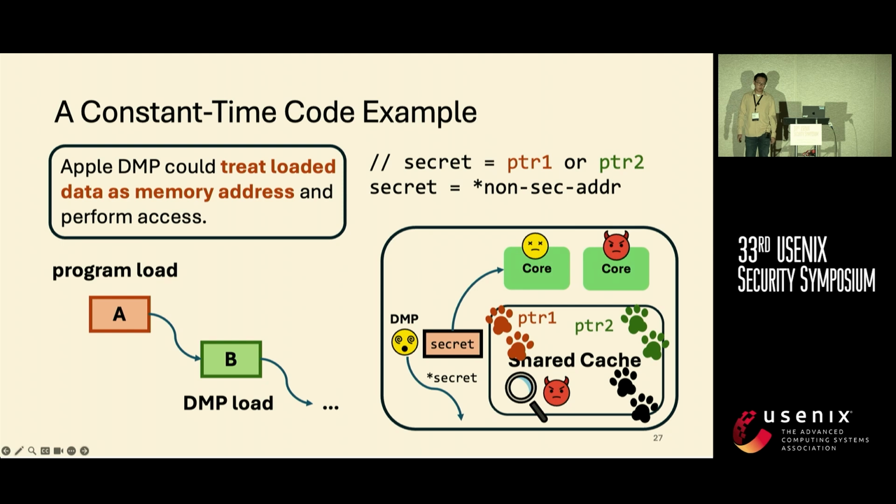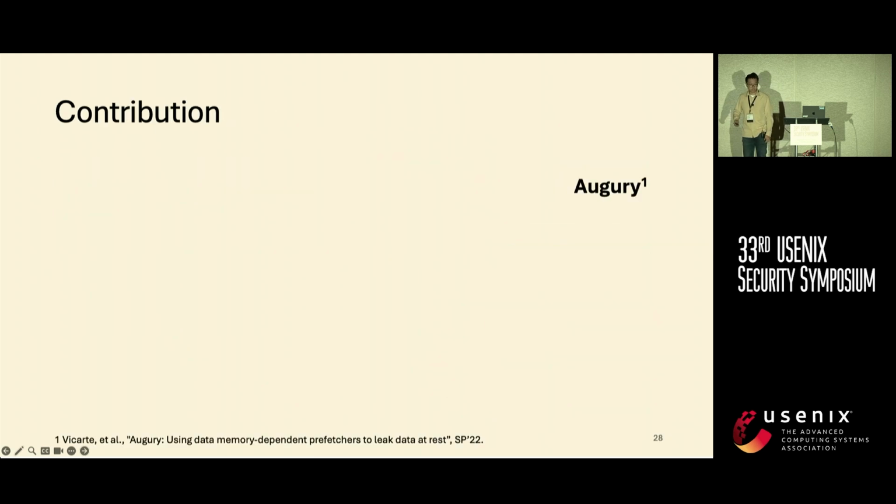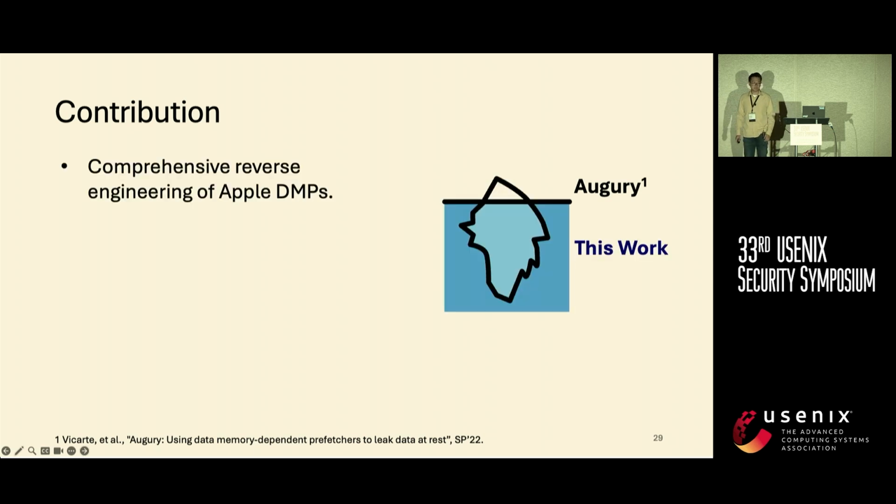You may have heard of Augury before. This was the first work to discover the DMP on Apple M1 chips, but it was not able to demonstrate an actual attack. We make 3 main contributions over Augury. First, through comprehensive reverse engineering, we found that the memory access pattern described in Augury is not necessary to activate the DMP. It was for this reason that Augury could not demonstrate an actual attack. Its understanding of how the DMP worked made it impractical to exploit.